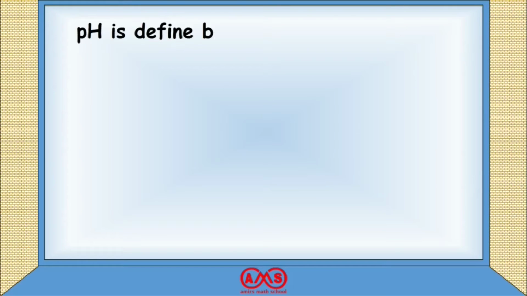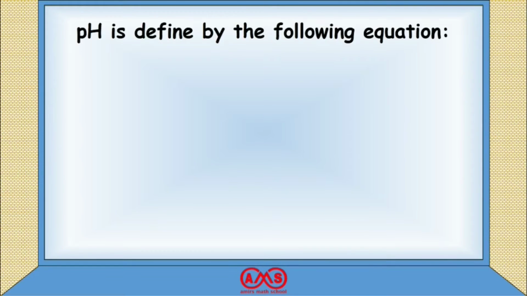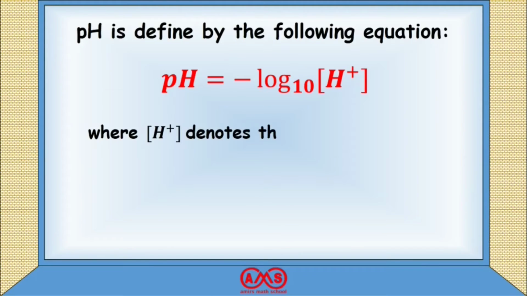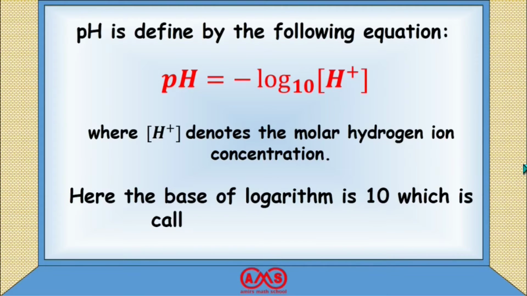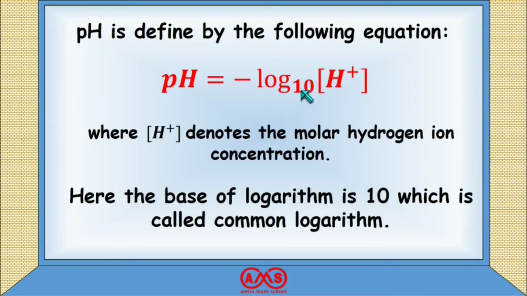The pH is defined by the following equation: pH equals minus log base 10 of H plus. Here, this H plus denotes the molar hydrogen ion concentration. In the pH calculation, this equation is used. Here, the base of the logarithm is 10, which is called the common logarithm. So in pH calculation, we use the base 10 logarithm.